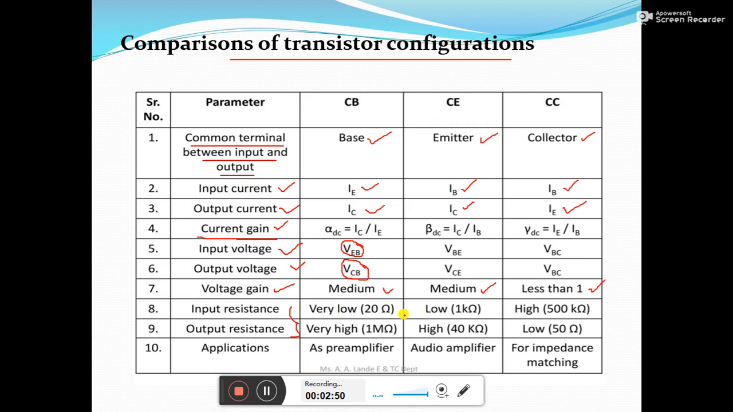Next are the input and output resistance. Input resistance is very low here, low here, and very high here. And output resistance is very high, then high here, and low here. Applications: in case of CB, it can be used as a preamplifier, in the audio amplifier, and this configuration can be used for impedance matching.